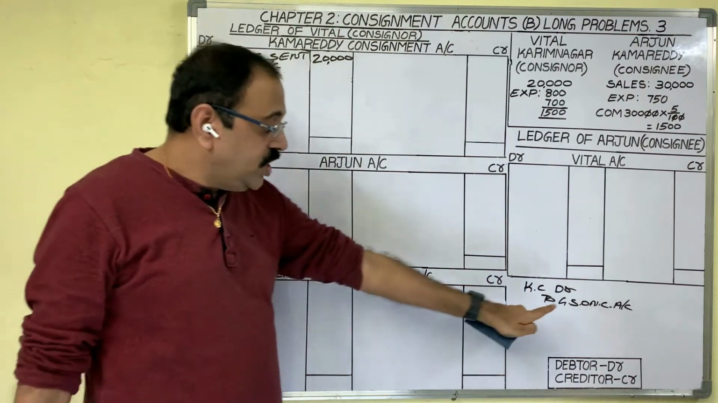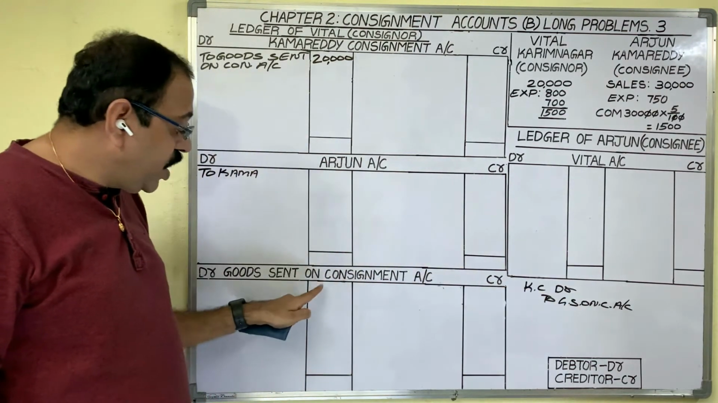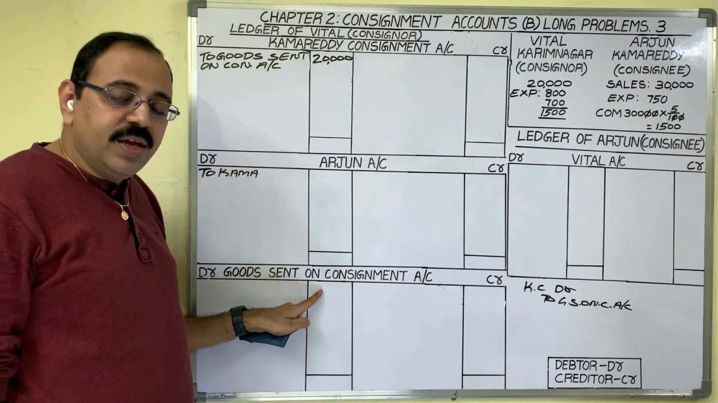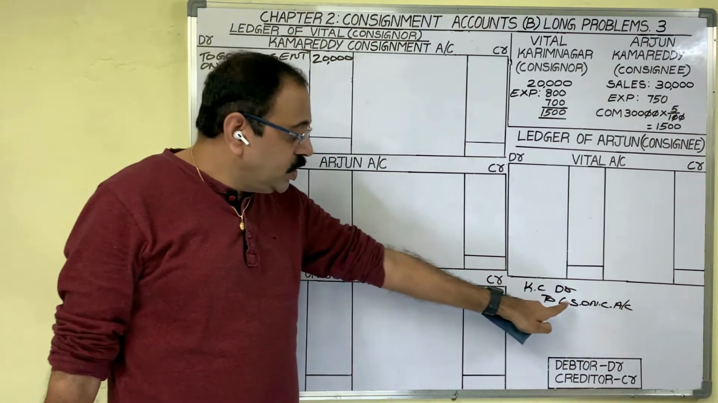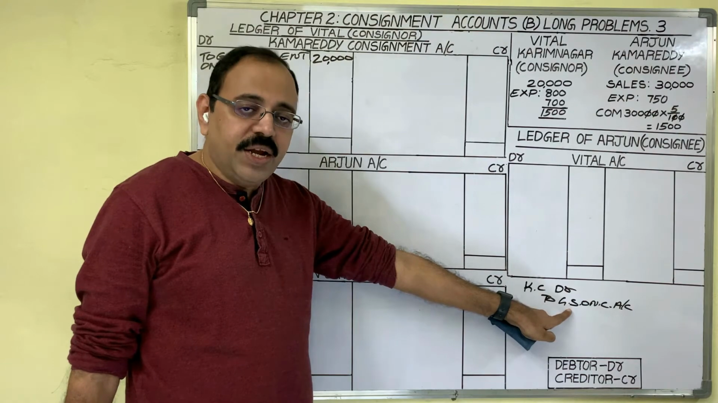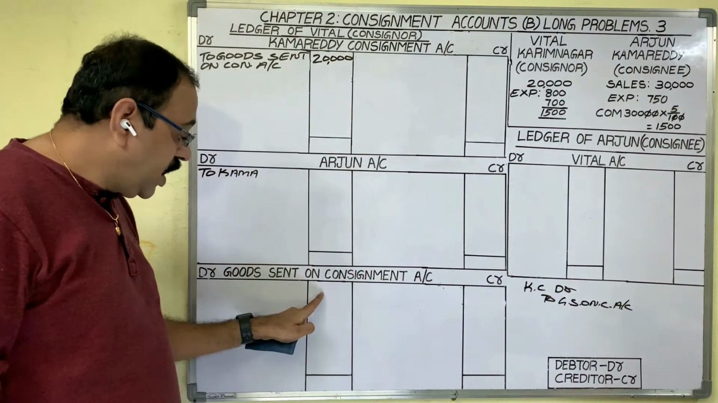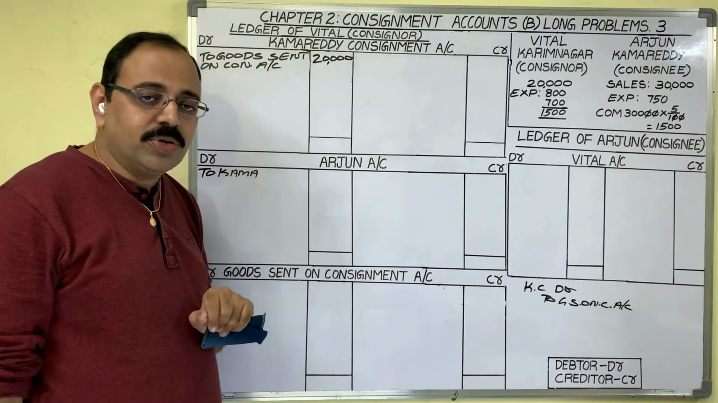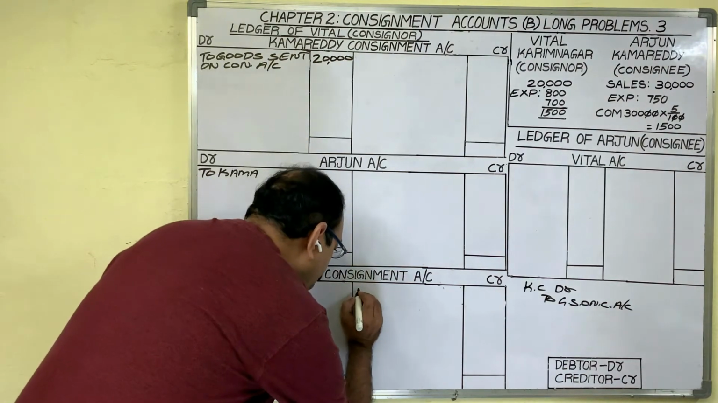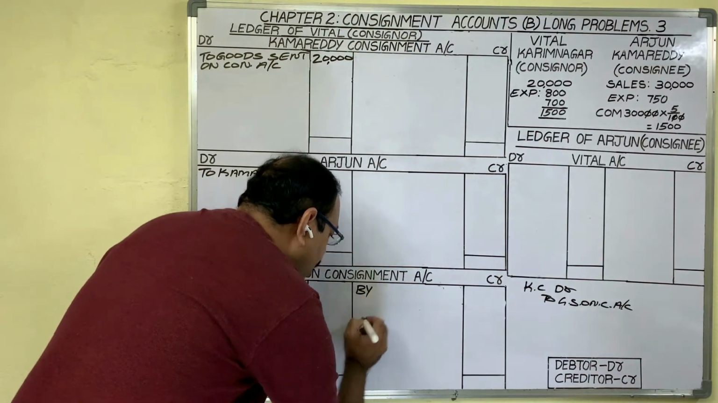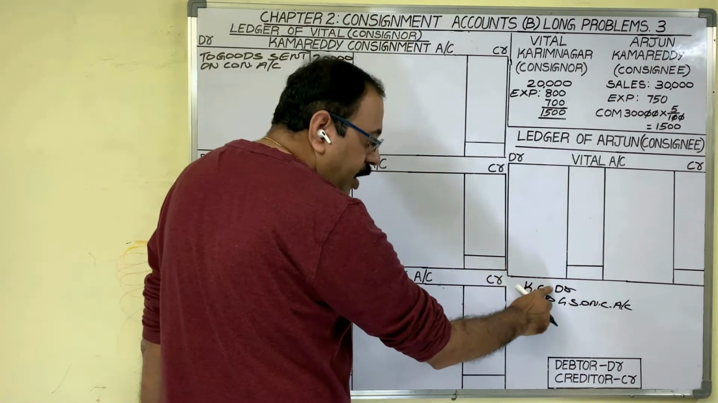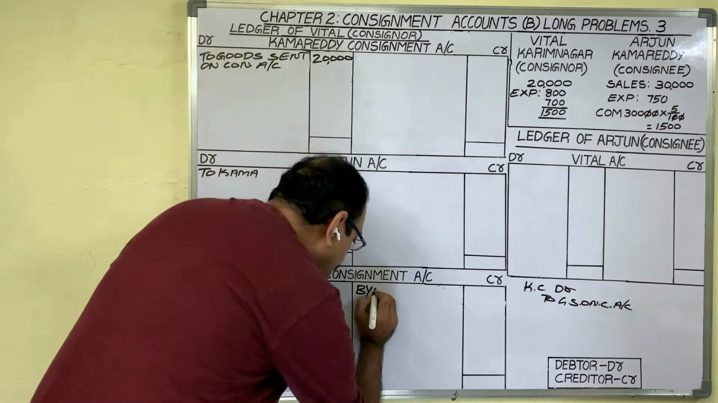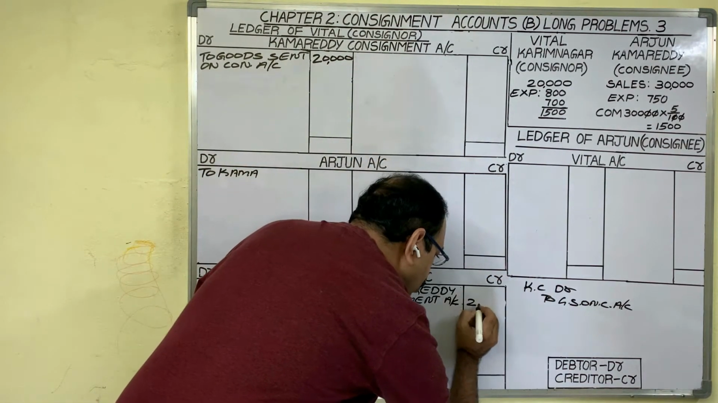And goods sent on consignment account also we are preparing in this problem. In the journal entry, goods sent on consignment account is credited. Therefore, in this account, we have to post on the credit side. By what to write? The debit account name. We debited Kamareddy consignment now. Write down that. Amount is 20,000 rupees.